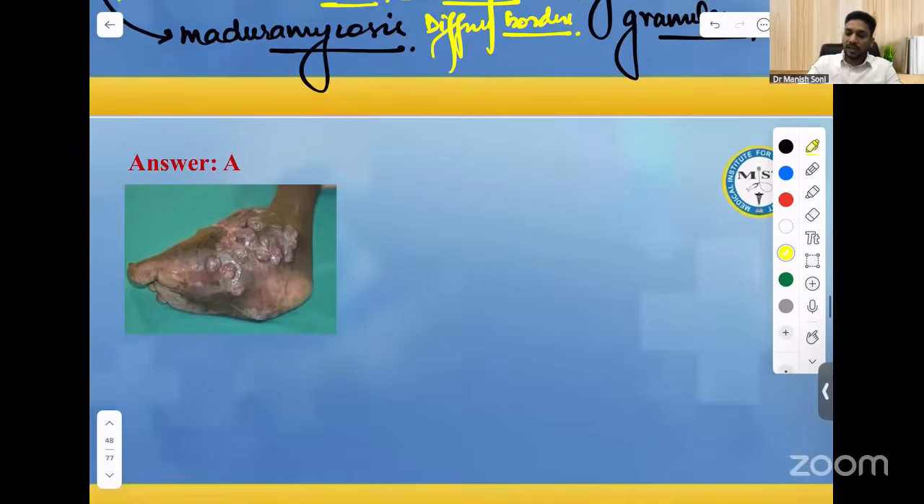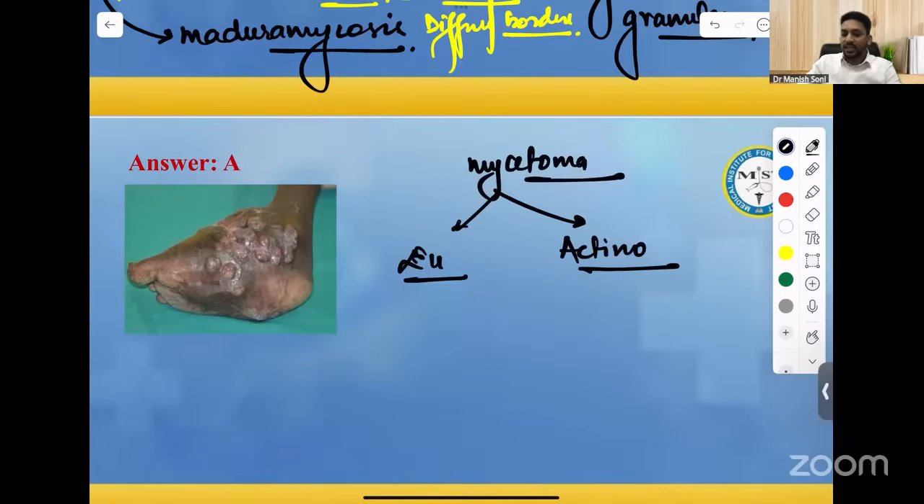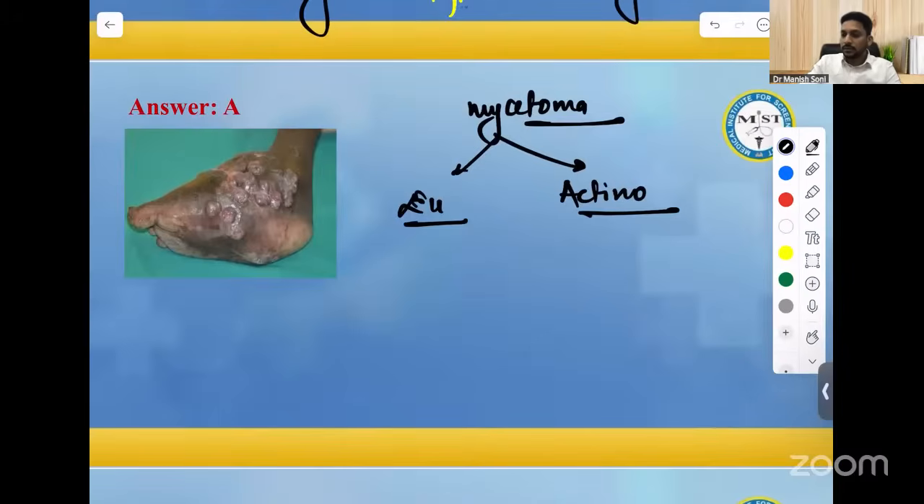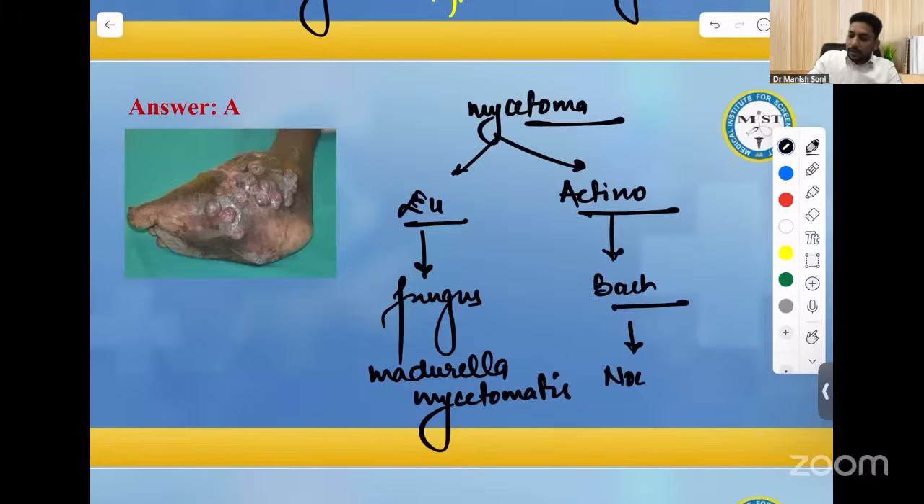Now Madura foot can be of two types: eumycetoma and actinomycetoma. Eumycetoma is caused by fungus like Madurella mycetomatis, and actinomycetoma is caused by bacteria like Nocardia. So remember, it can be caused by both fungus and bacteria, that is eumycetoma and actinomycetoma.